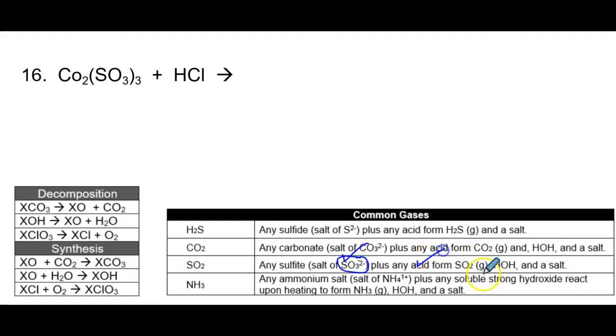Is there an acid? Yes. So then we know this forms SO2 plus HOH or water, and I don't care how you write it, plus a salt. So what salt do we have? What front have we not used? Cobalt. What back have we not used? Chlorine. Now we know these two are great, but we got to figure out how this is written.